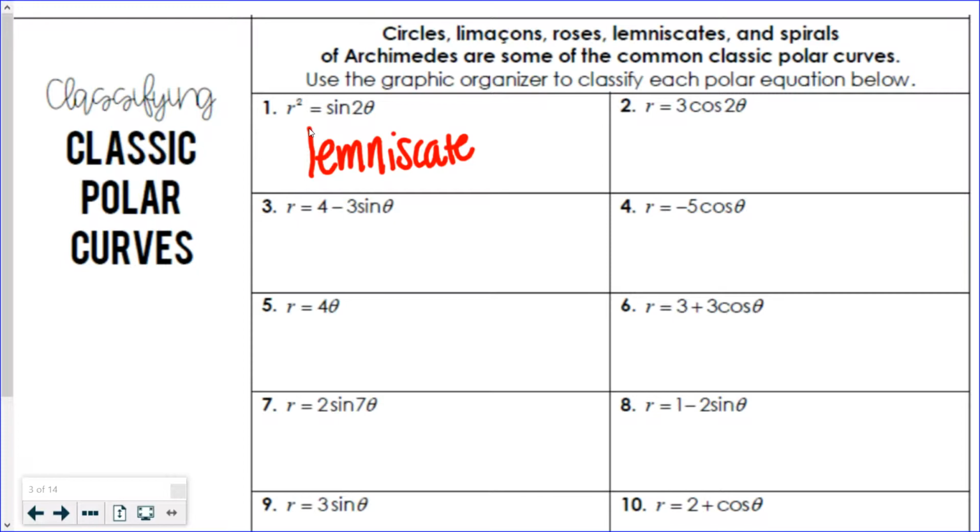It's got 2 theta. So whenever the angle is not just theta, so if it's 2 theta, 3 theta, 4 theta, 5 theta, 6 theta, some multiple of theta, we know it's going to be a rose. So this is a rose, and if you look down at number 7, this one is a rose as well. For number 2, because the number in front of theta is even, it's going to have twice as many petals. So instead of 2 petals, like we would think, it's going to have 2 times 2, which is 4 petals. So this is a 4-petal rose.